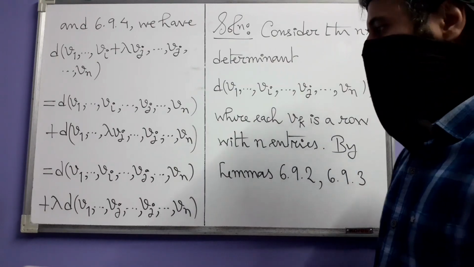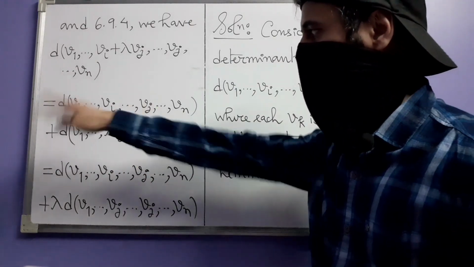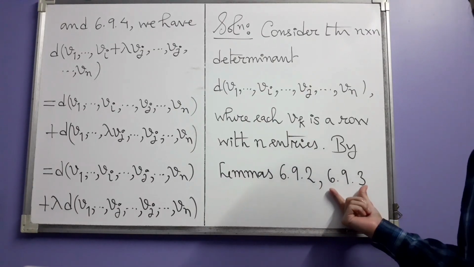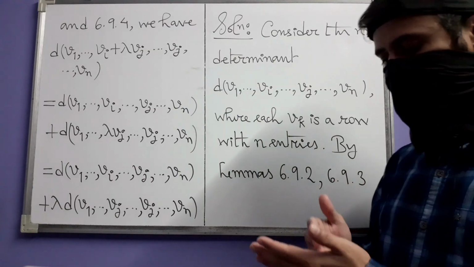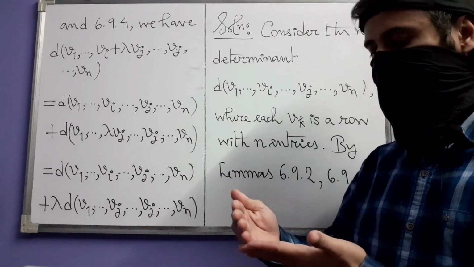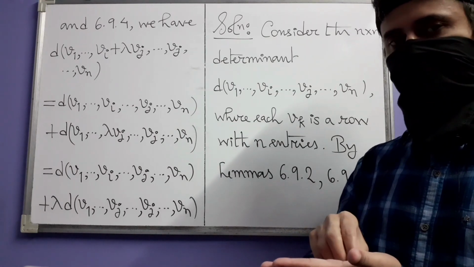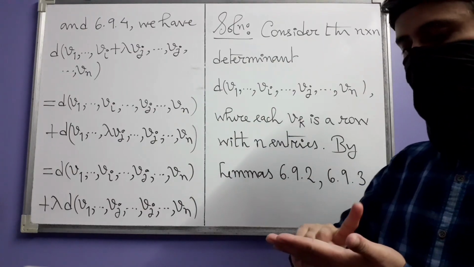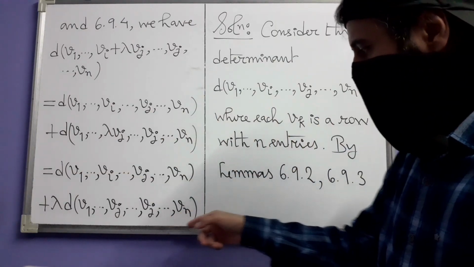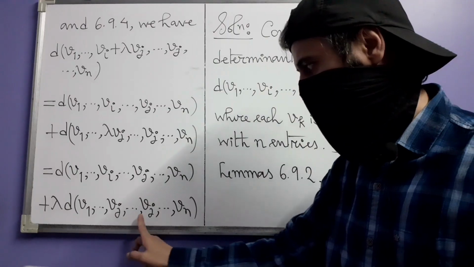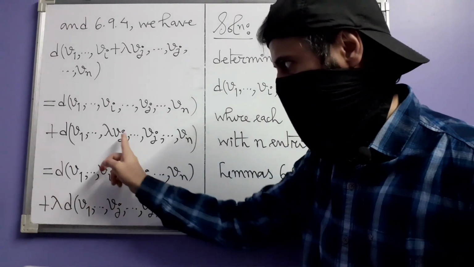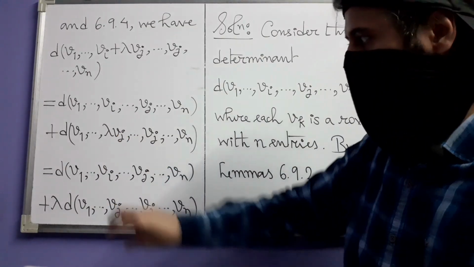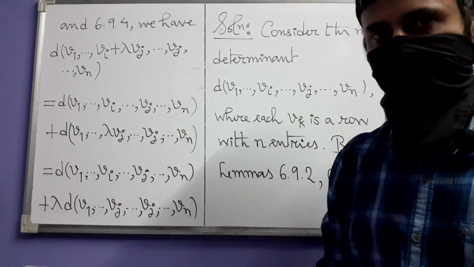Then in the next line we can take this lambda outside. You recall the statement of lemma 693, which tells you that if in a determinant you encounter a row which is a multiple of some fixed scalar, then that scalar can be taken outside. So that allows us to take this lambda outside from this row. Note that although you see here vj, but actually this is the ith position.